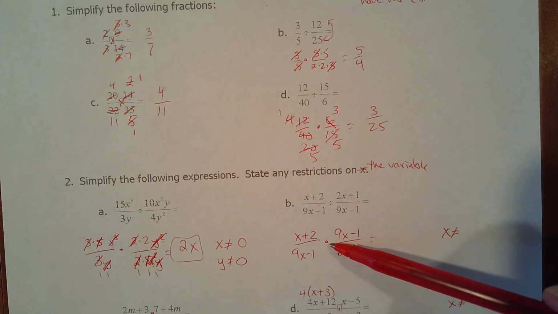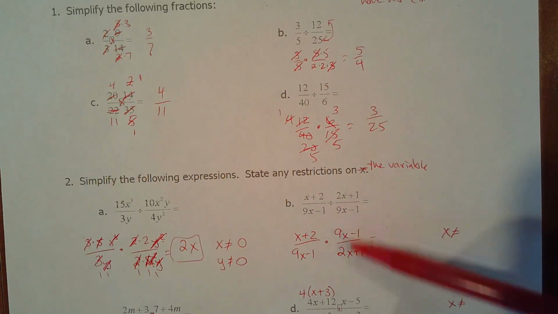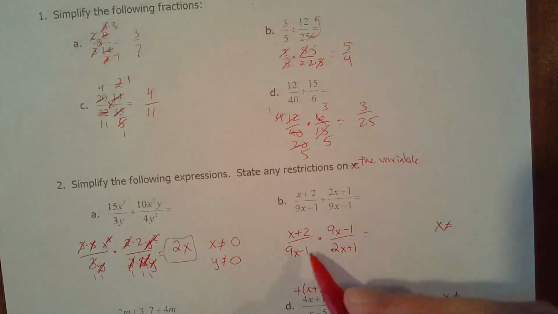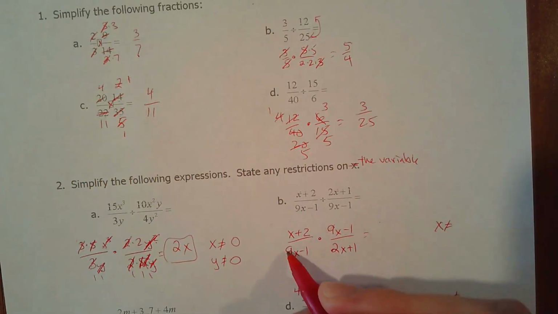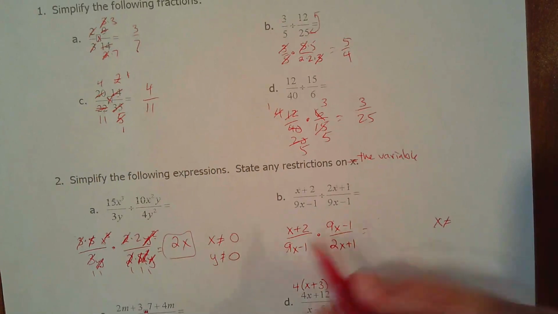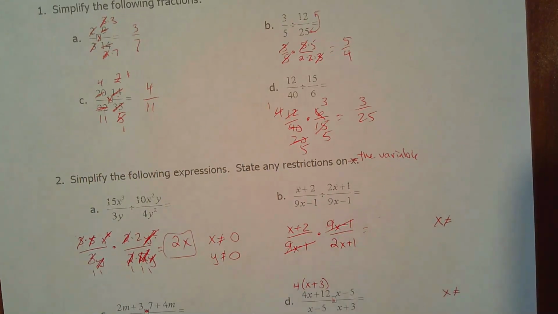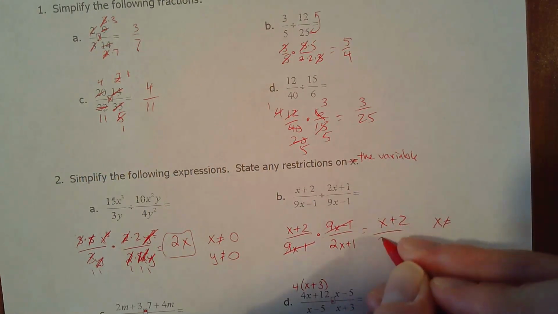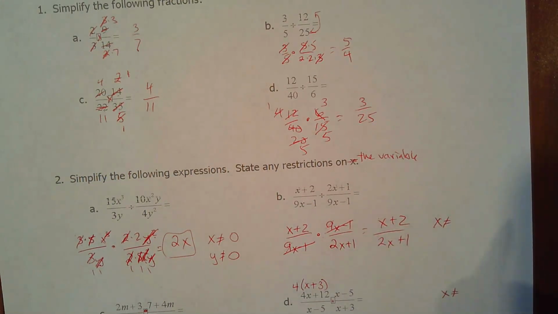Flip it. Okay, and it's already factored. You can't factor anything out of all of these, so remember last unit, I can't just cancel the 9's, but I could cancel 9x minus 1. If the entire binomial matches, you can cancel those out. So I got x plus 2 over 2x plus 1.